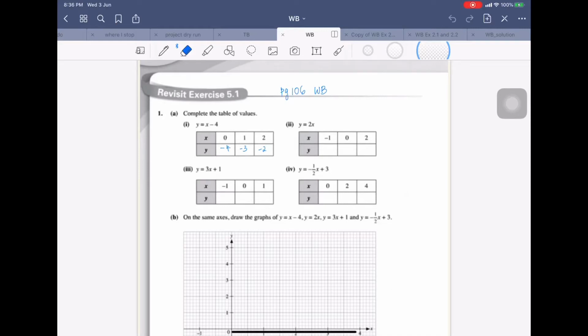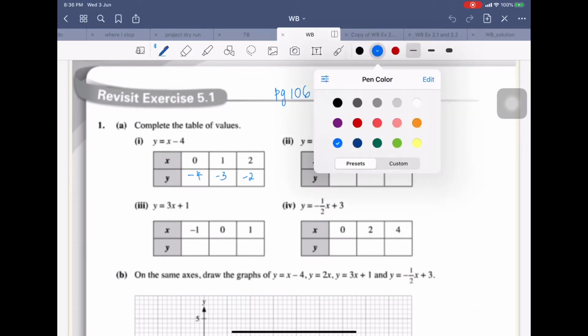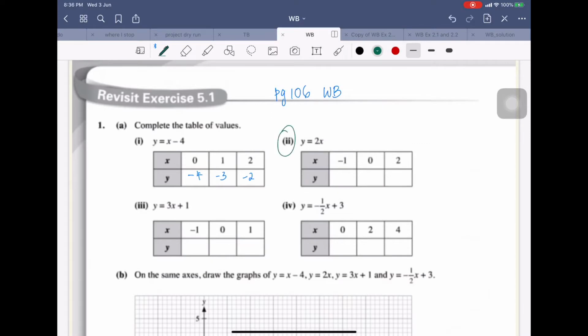Please watch this video if you need help on how to draw the straight line. I'm going to go through part 2. I'll go through part 2 first.